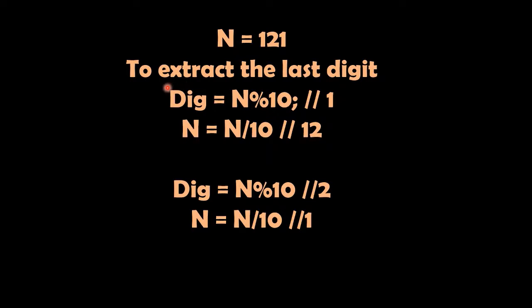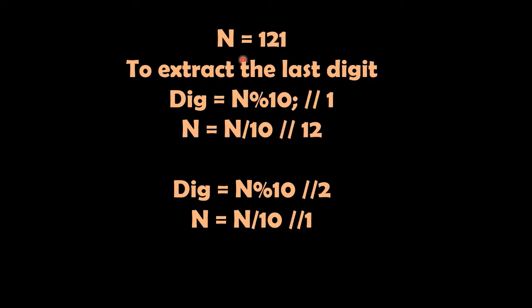So let's see more deeply. Suppose I declare a variable dis and I assign it the value N percent 10. So what does the percentage operator do here? As we've discussed in the previous tutorials in the basics of C programming full course, the percent operator is used to find the remainder when something is divided by something. Here the first something is N and the second something is 10. That means what will be the remainder when you divide N by 10? So what is the value of N here? We have N equals 121. Now when you divide 121 by 10, the remainder will be 1. That means we have extracted the last digit for the N value 121.